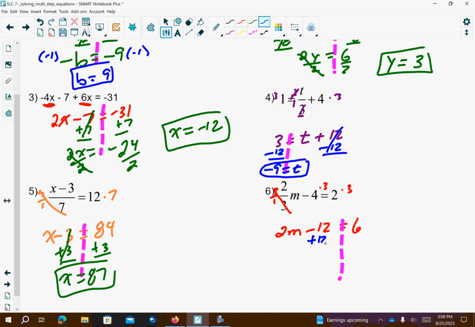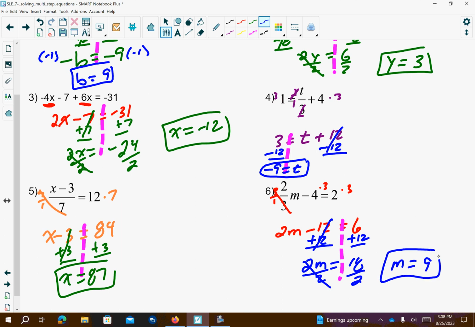I'm going to add 12 to both sides. Those cancel each other out. 2m is equal to 18. Divide both sides by 2. Reduce here. 18 over 2 is 9. And there's our answer.